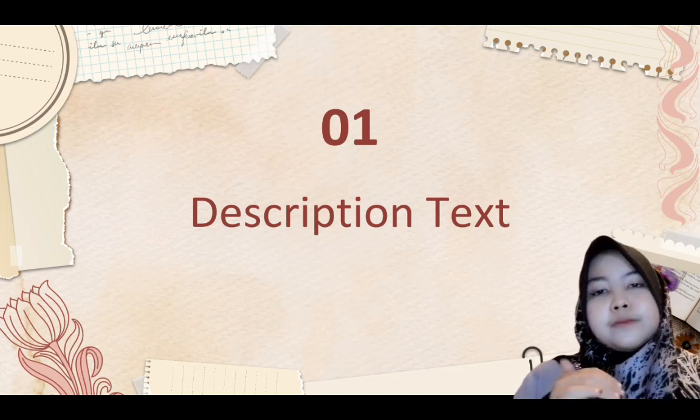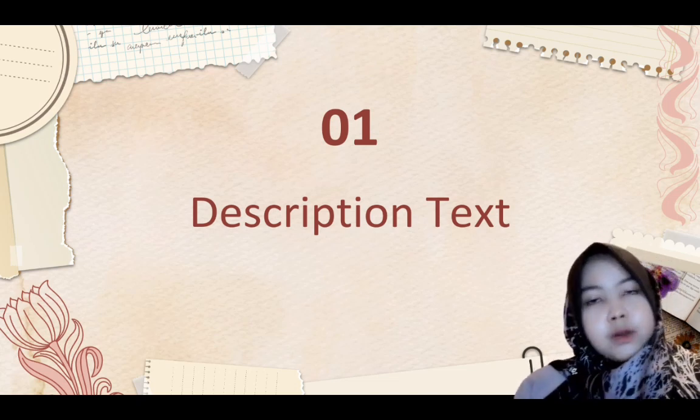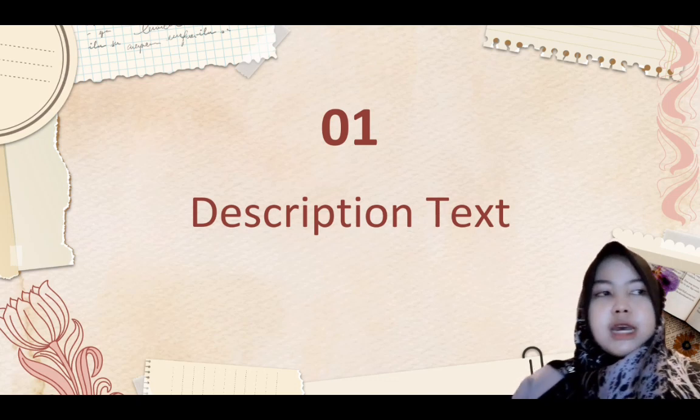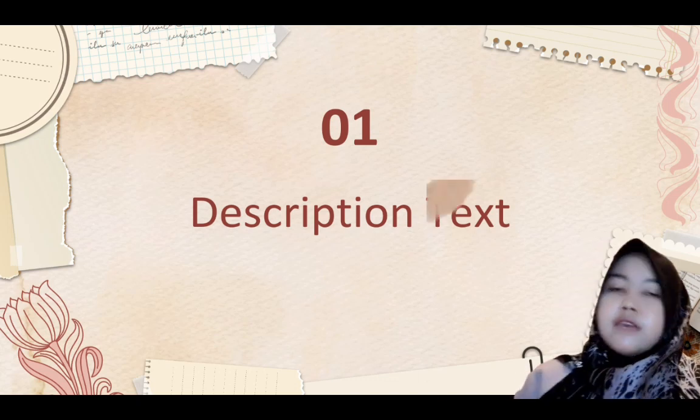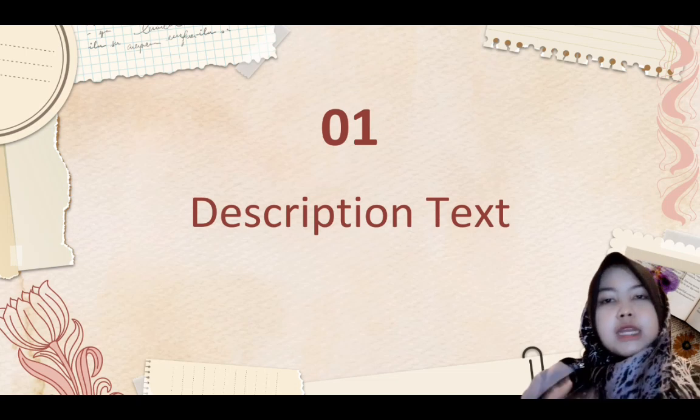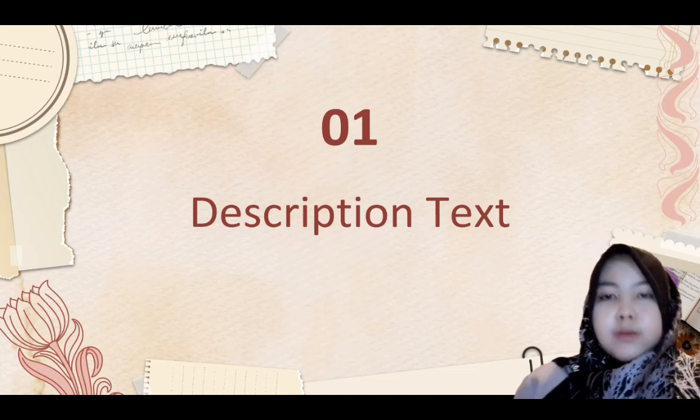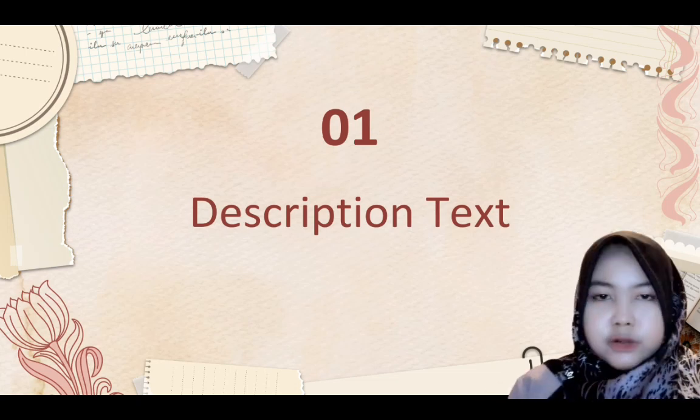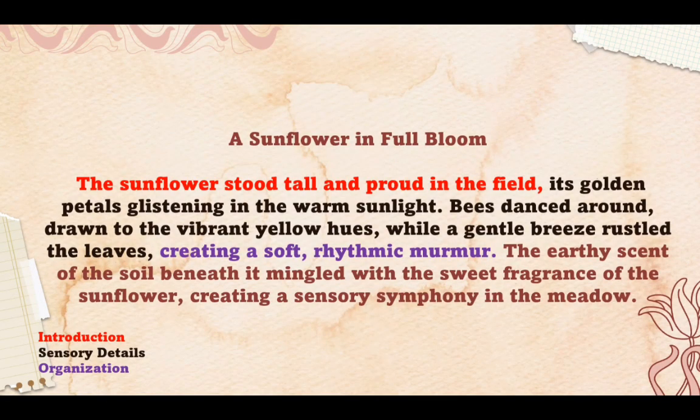This type of text can be found in various forms, such as product descriptions, event summaries, or any context where providing information about something is necessary. Okay, this is the example of description text. For the structure of this text, we have introduction on the red one, sensory details on the black one, and organization on the purple one.